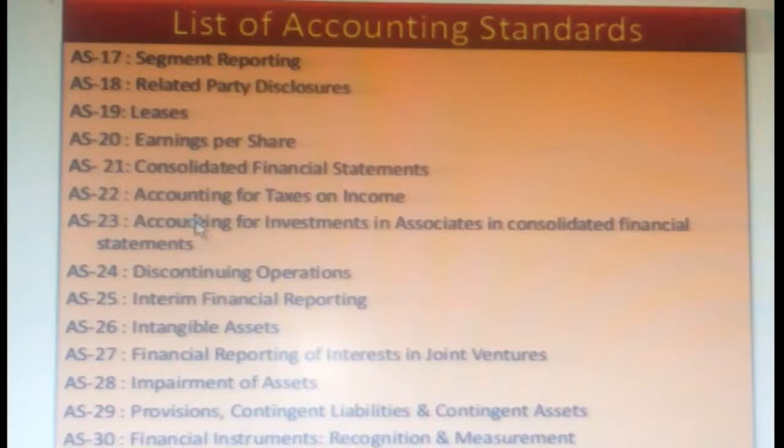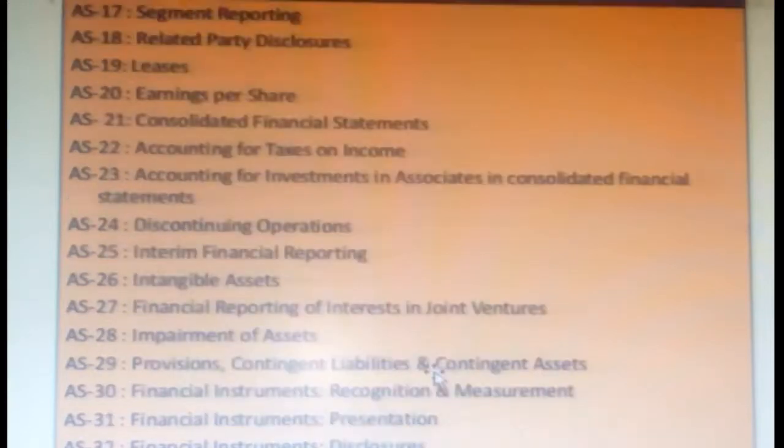Then AS 22, accounting for taxes on income. So all companies definitely have to pay taxes. So how they are going to calculate on income, their respective income every year, correct? So that will be discussed in accounting standard 22, accounting for taxes on income. Then AS 23, accounting for investments in associates in consolidated financial statements. So for the investment, how they will associate, compared with the consolidated financial statement for the different sister concerns.